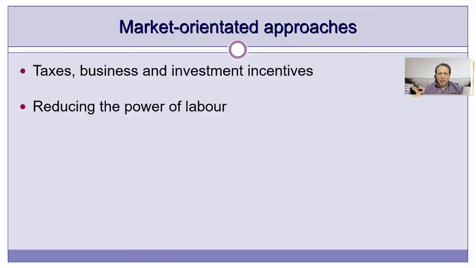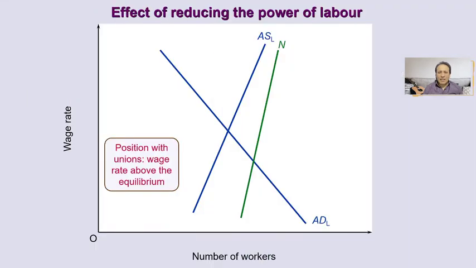So we covered here the taxes, businesses, and investment incentives as a market-oriented approach and reducing the power of labor. So let's see how it looks when we have positions with unions. There is a wage rate here above the equilibrium. Yes, so this is a wage that has been negotiated with the unions.